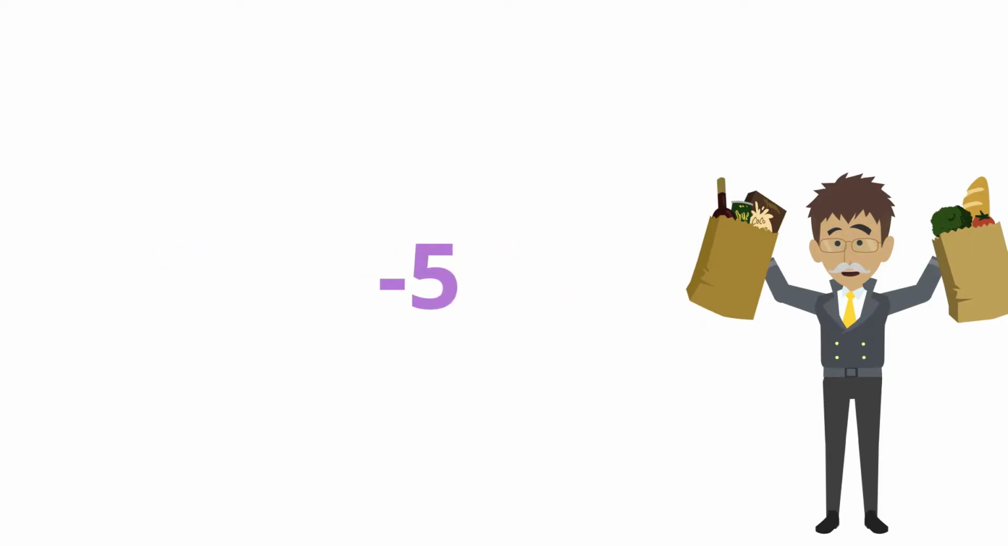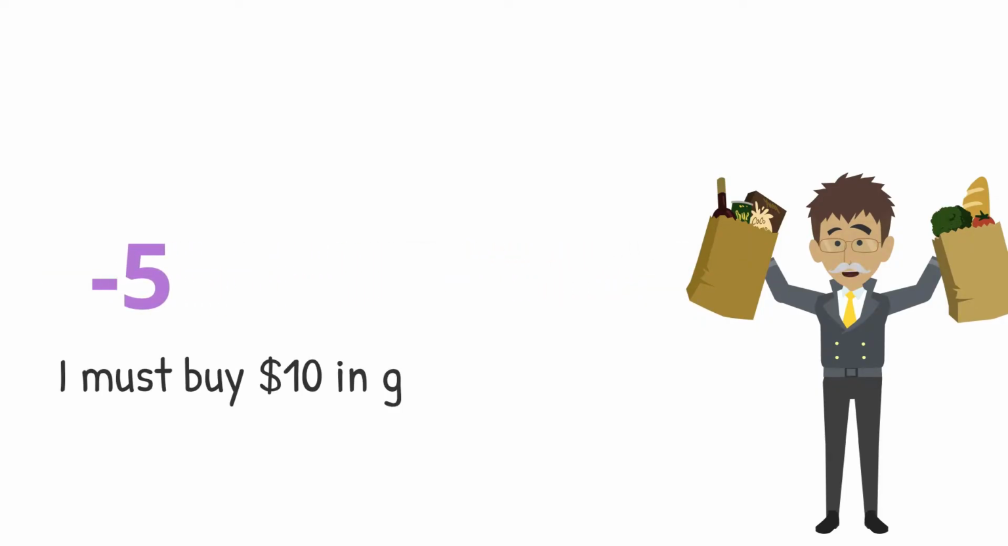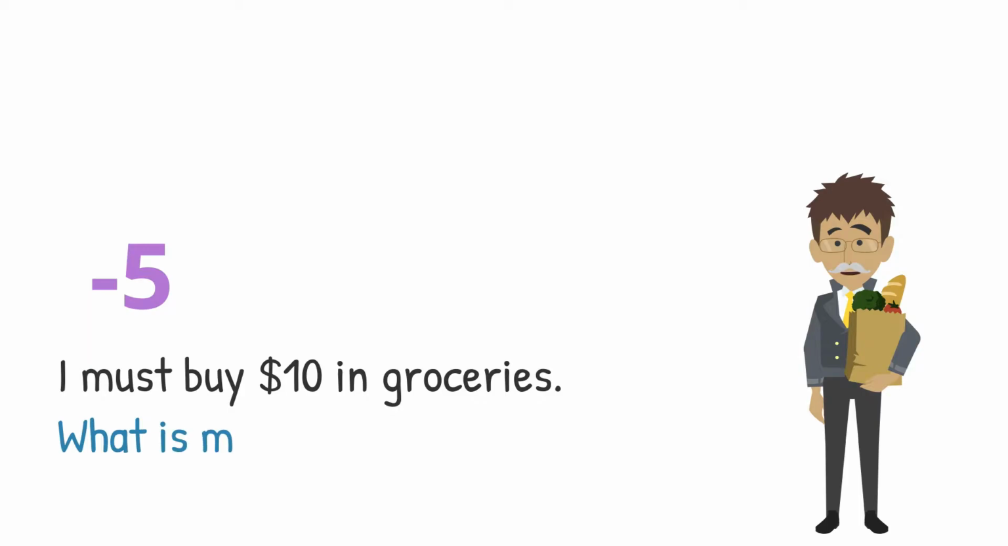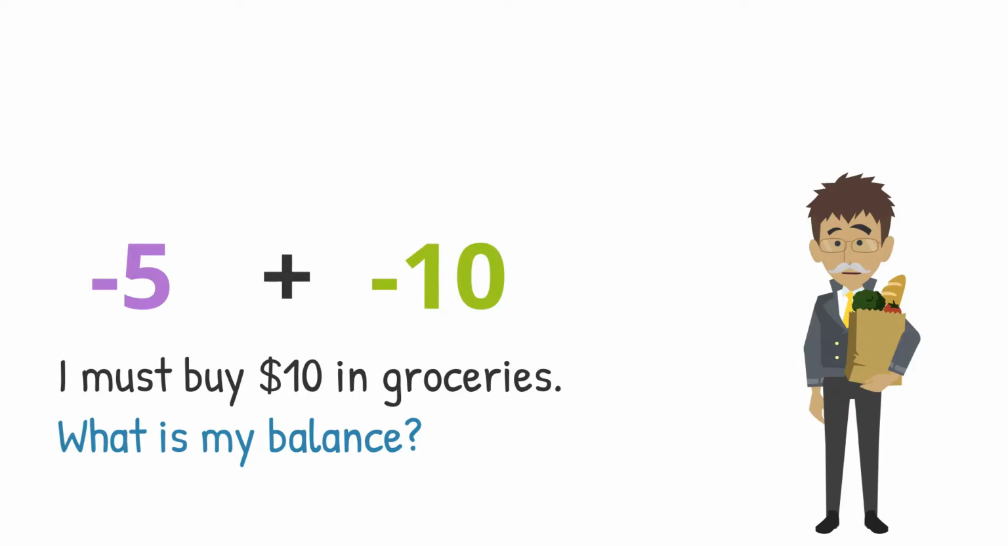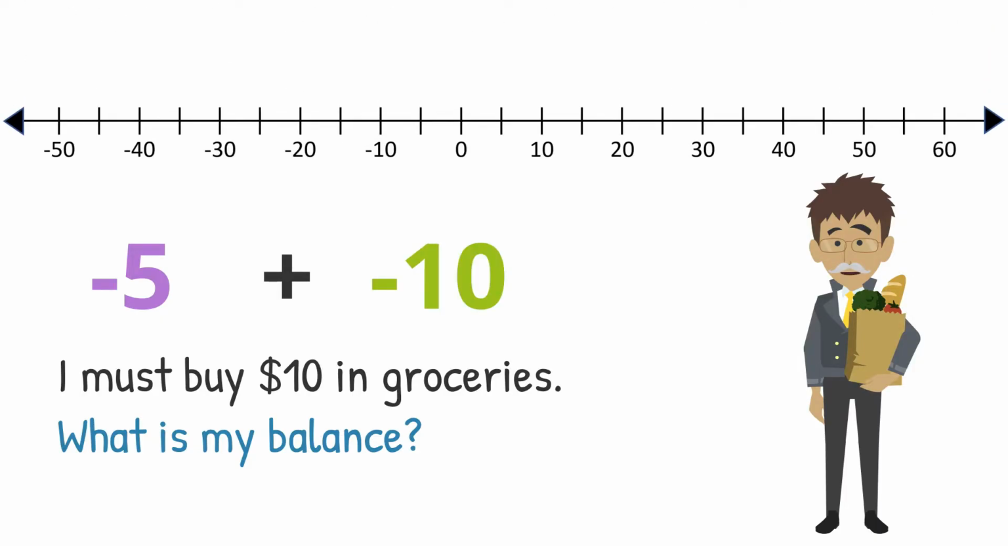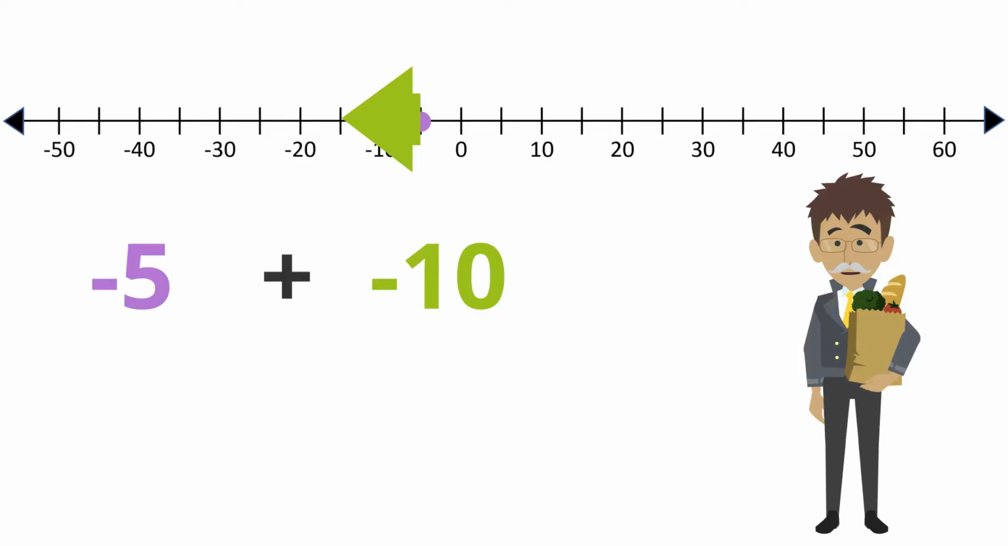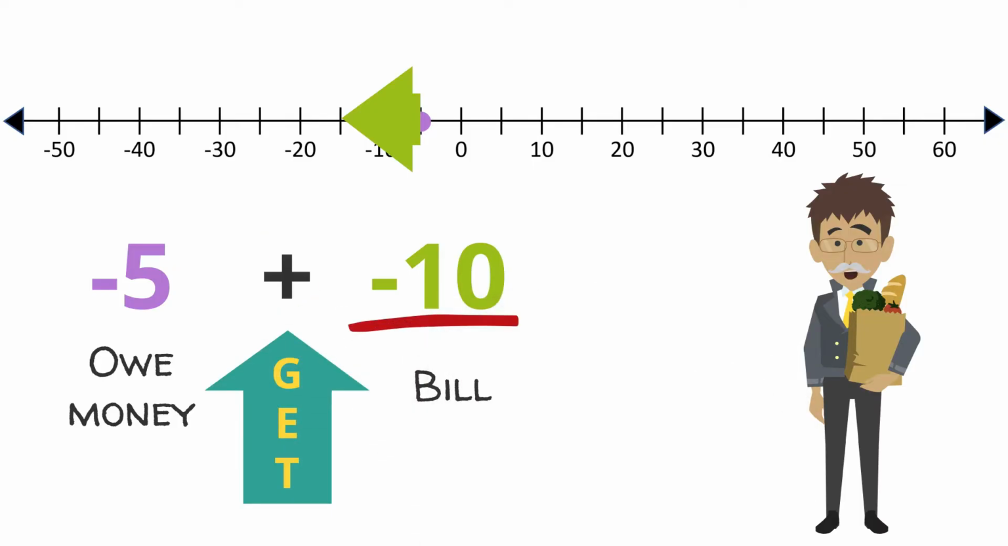Later in the week, I realized I needed $10 in extra groceries. I can represent this situation with the math statement negative 5 plus negative 10. On the number line, we start at negative 5, then move left 10. Looking at the number line, I can see that I owe more than I did before, for a total of negative $15. The thinking is that I owe $5 and I get a bill for $10.